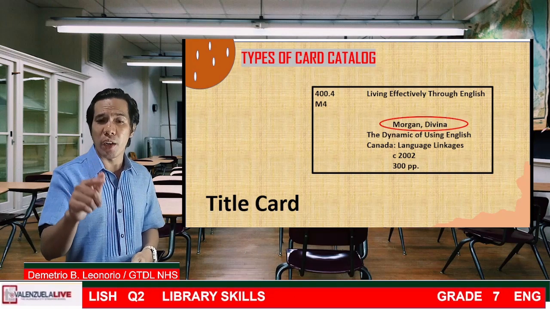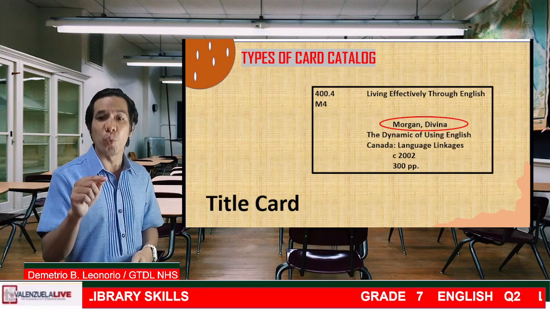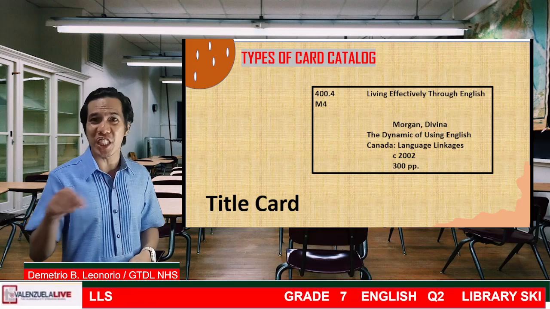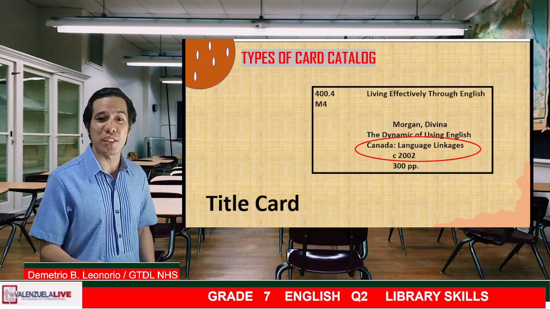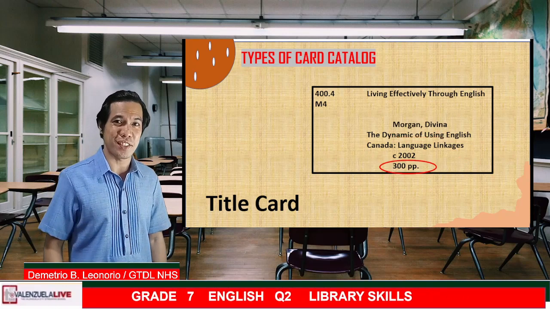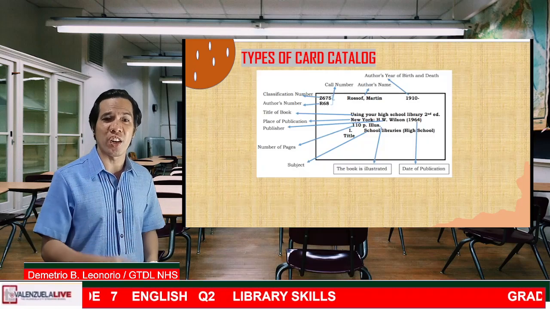If you will notice that the surname was written first on the card. Also, it was published in Canada by Language Linkages in 2002. And finally, the book has 300 pages. Now, the second type is the author card.